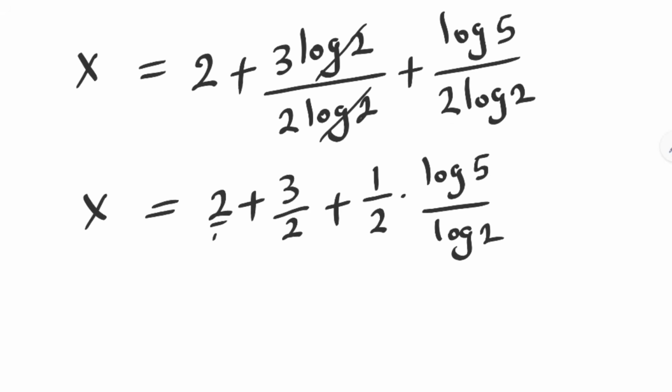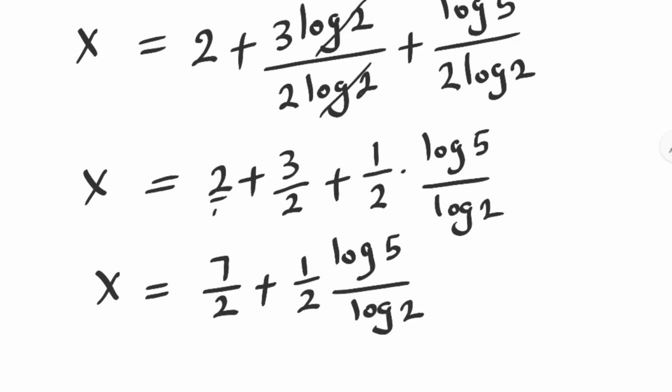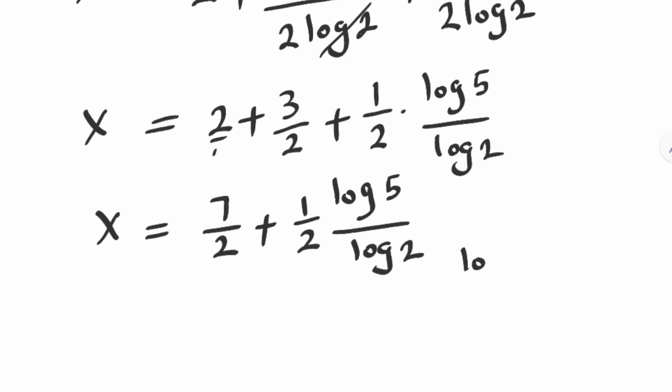This 2 is over 1 here. The LCM is 2. 2 times 2 is 4, plus 3. That is 7 over 2. x is equal to 7 over 2 plus 1 over 2 log 5 over log 2. If you have log A over log B, this is equal to log A base B.